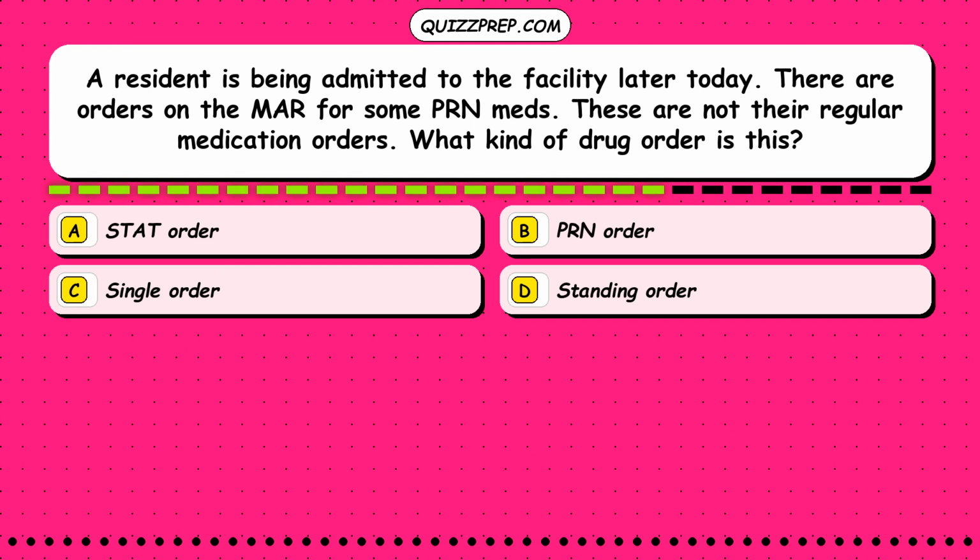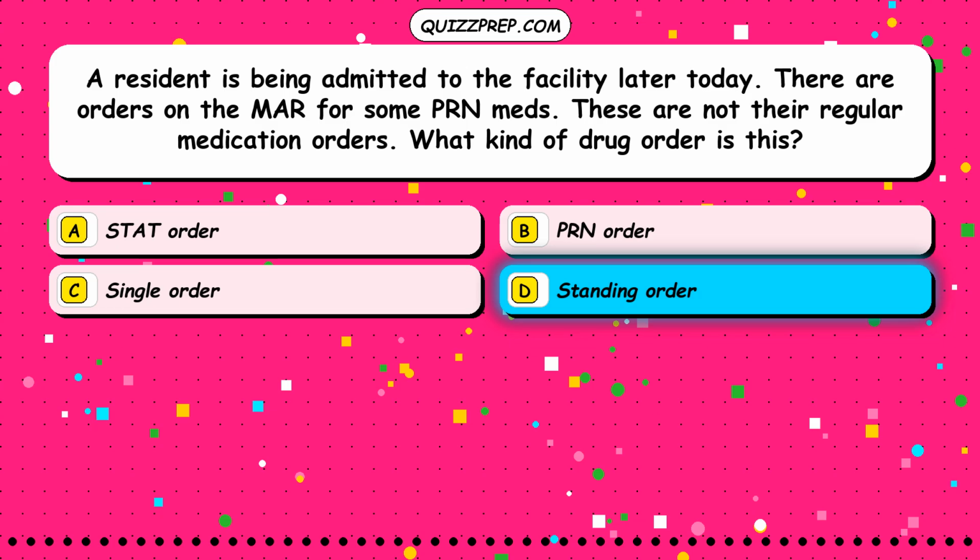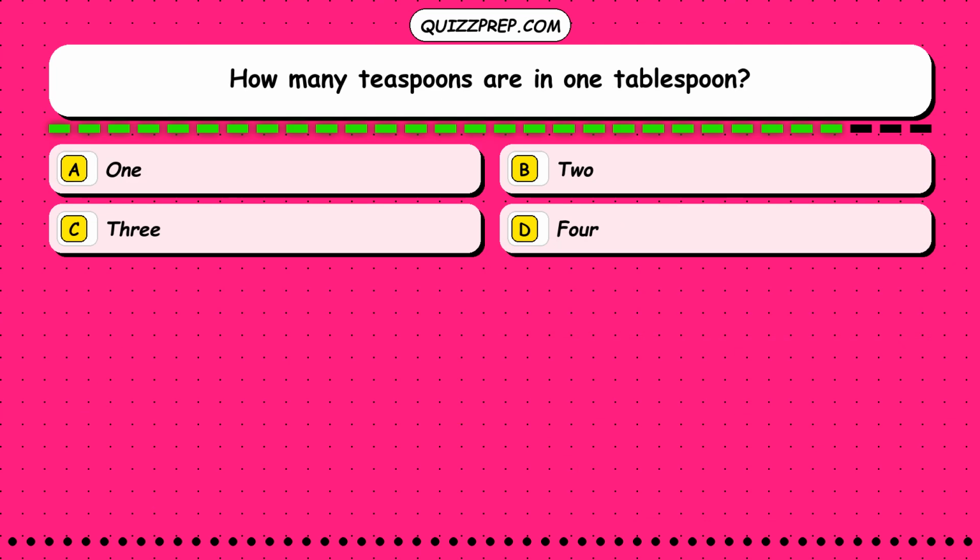Question 334. A resident is being admitted to the facility later today. There are orders on the MAR for some PRN meds. These are not their regular medication orders. What kind of drug order is this? Option A. Stat order. Option B. PRN order. Option C. Single order. Option D. Standing order. The correct answer is option D. Standing order.